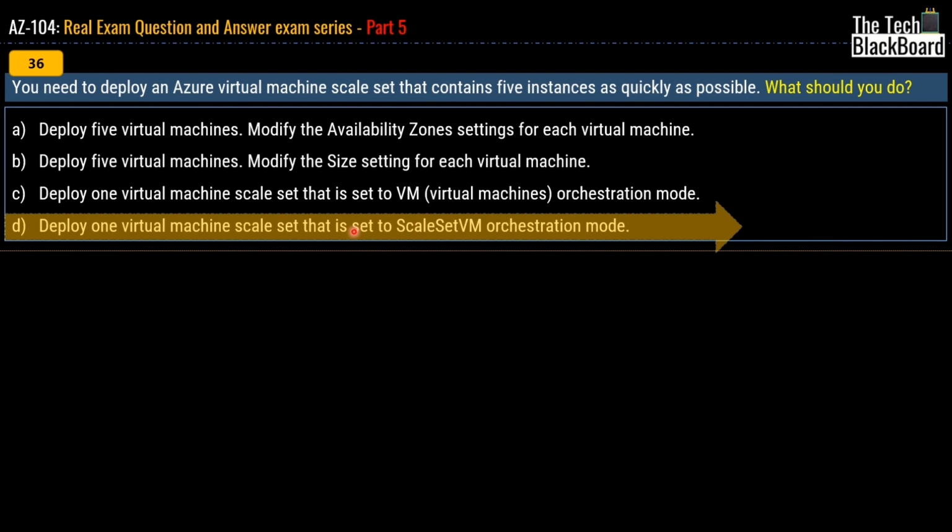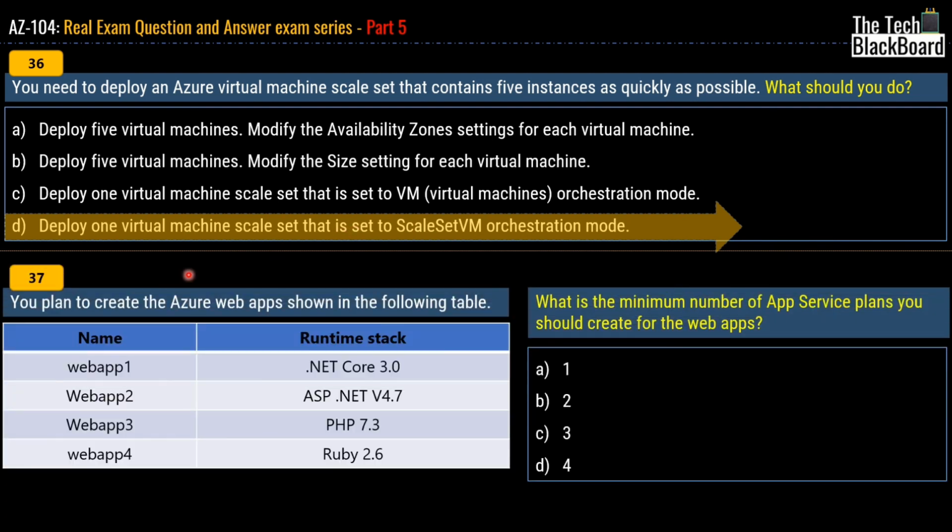Now let's move to question number 37. The question says that you plan to create Azure web apps shown in the following table. Here you can see we have names of the web app. We have web app 1, 2, 3 and 4. And then we have a runtime stack for each web app.